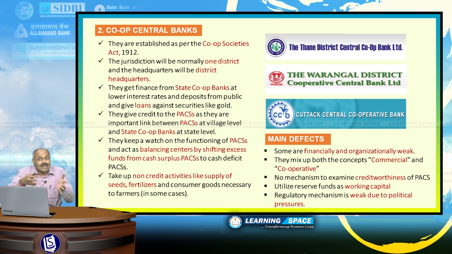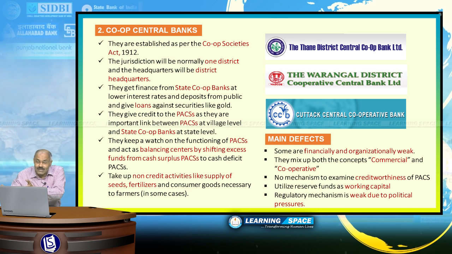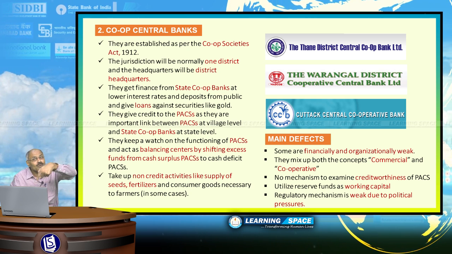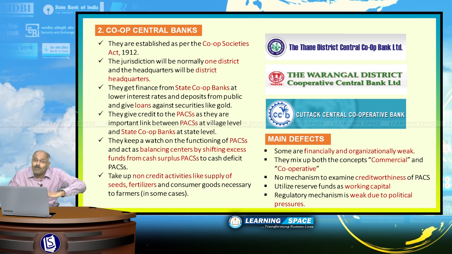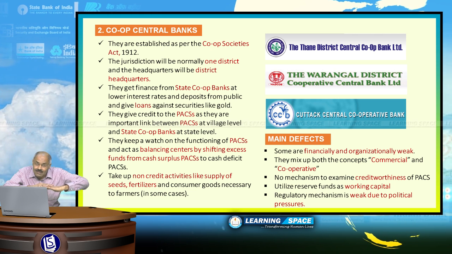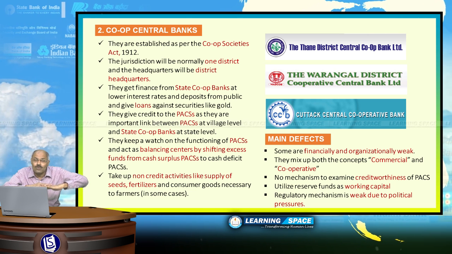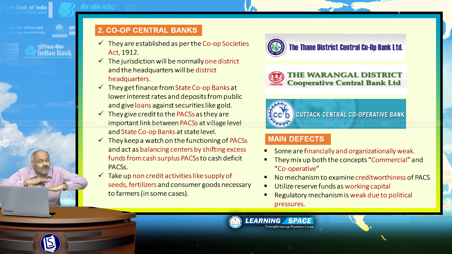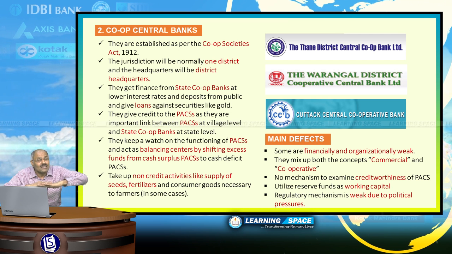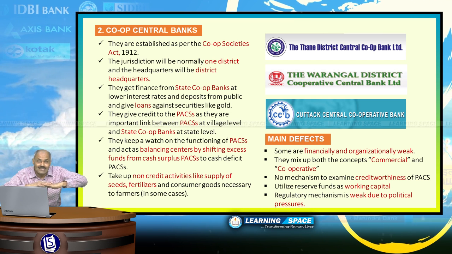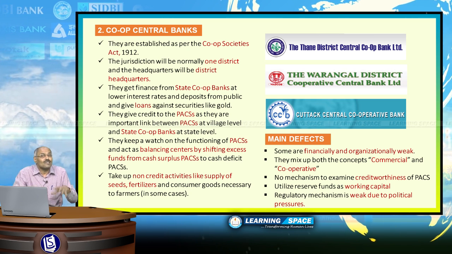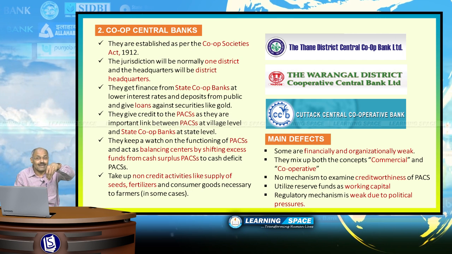So the main defects: some are financially and organizationally weak, as I have already told you. They mix up commercial and cooperative banking, and at the same time the most important aspect is that they do not have any mechanism to look into the creditworthiness of PACS. PACS is at the lower level, at the village level, and they don't have any mechanism to look at the creditworthiness of PACS. That's why sometimes the financial viability of these district central cooperative banks is in question, and the regulatory framework is weak because these cooperative banks are administered by the respective state governments.